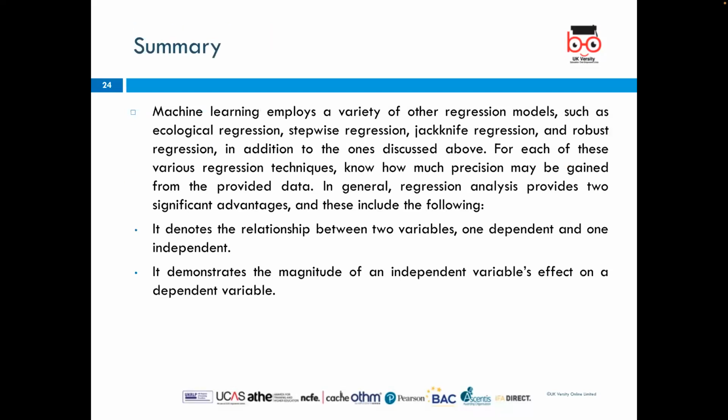So, after talking about all these types of regression methods, we have to understand what we're talking about. This here is a summary explaining everything. Machine learning employs a variety of other regression models such as ecological regression, stepwise regression, jackknife regression, and robust regression, in addition to the ones discussed above. For each of these various regression techniques, know how much precision may be gained from the provided data.